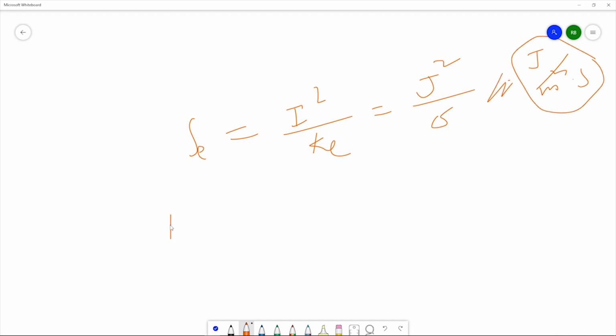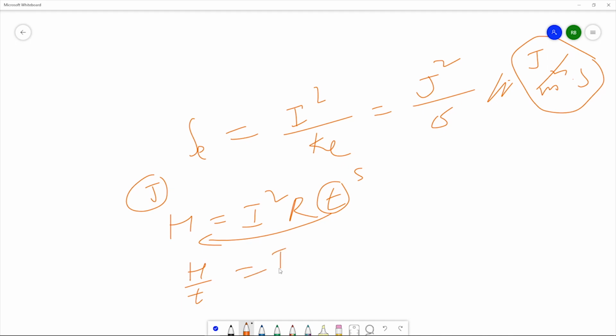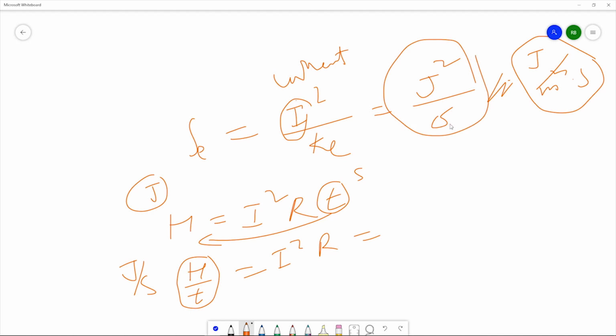I'll show you how. Joule heating effect, H is equal to I square R T, where T is time. So this is joule here, and this is the second. Let's take the time to this side. So H by T is equal to I square R. So H by T is now joule per second. I is current. Don't confuse it with this I. This is current density as given in the book, but actually this is the formula: current density divided by the electrical conductivity sigma.